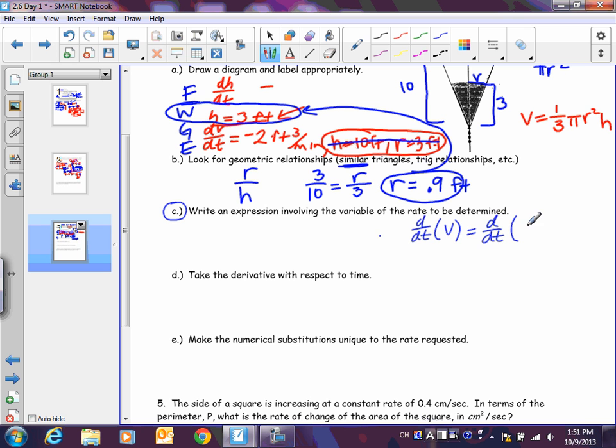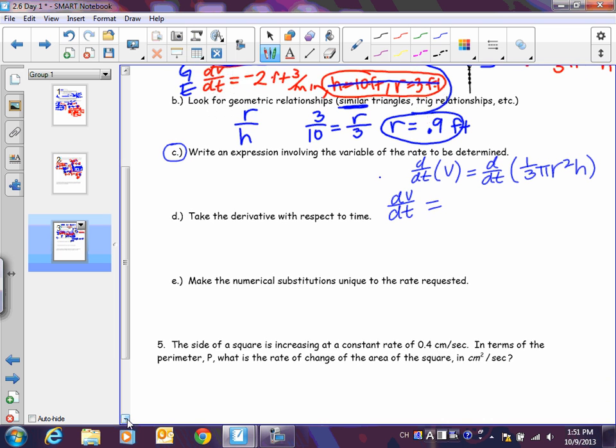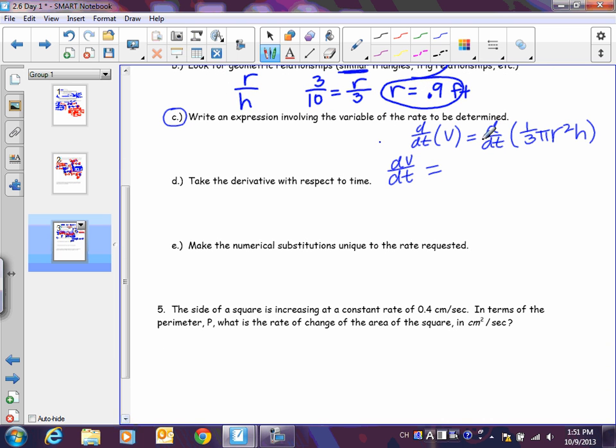Always, always you take your derivative with respect to time. On the left-hand side, it's easy because I have my dV over dt. On the right-hand side, it's a little bit more complicated because look at this. I have 1/3 pi r squared h. Which rule am I going to have to use to take this derivative?